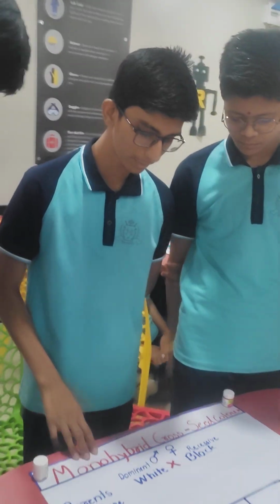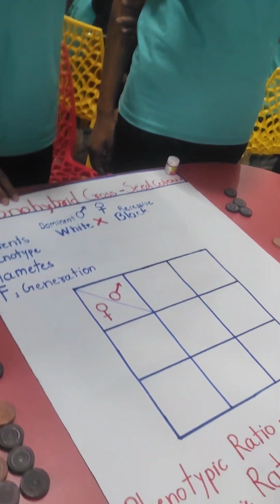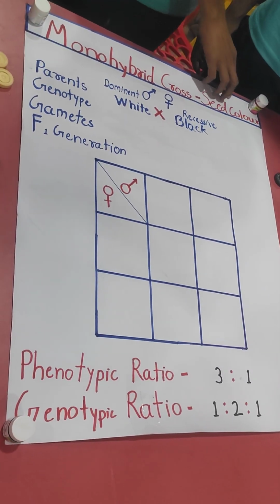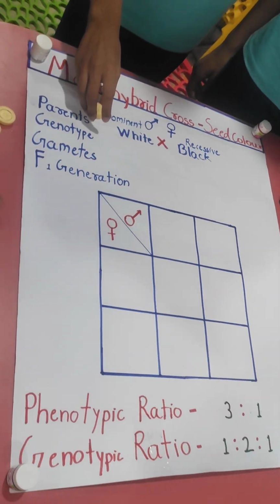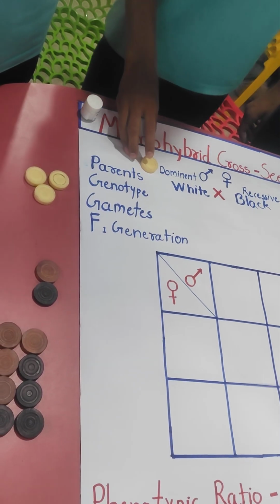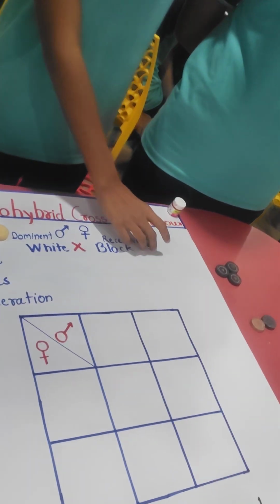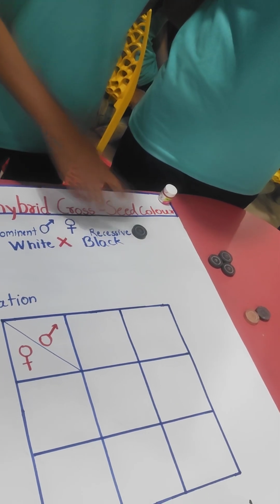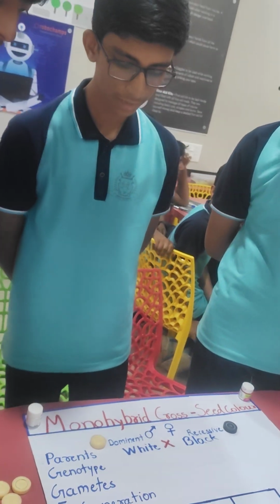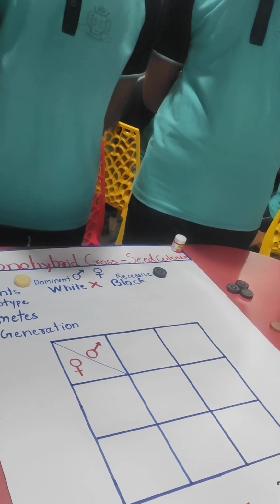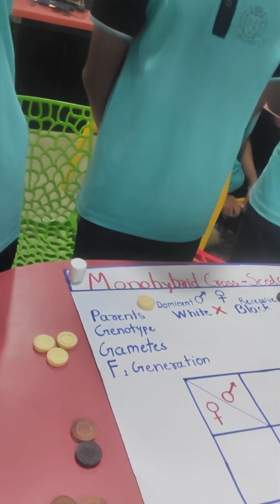Firstly, this is the simple representation of a monohybrid cross of the character seed color, in which the dominant character is white color, which we are representing with a white coin, and the recessive character is black color, which we are representing with a black coin. Genotype, as we all know, is the genetic representation of a trait.